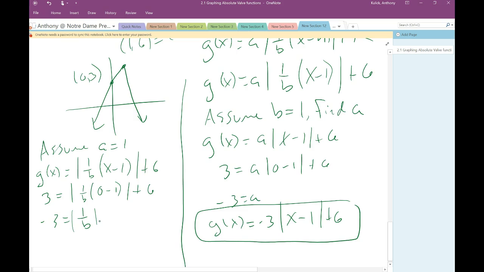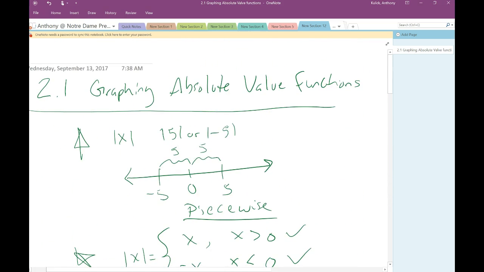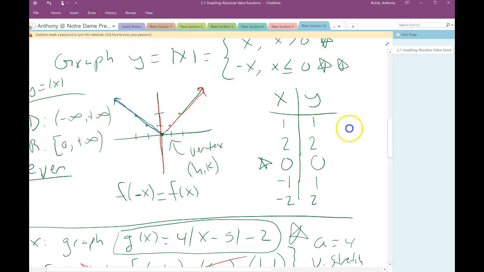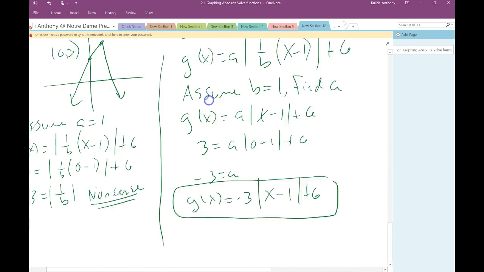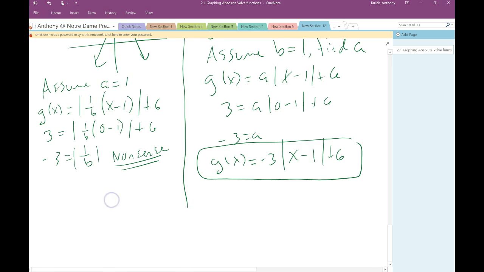But right away here, we know that this is nonsense. Why do we know that this is nonsense? Because remember, when we take the absolute value of something, the absolute value is describing the distance from 0. So that distance can never be a negative value. So there's no solution to this equation. The only answer we're going to report is this one.